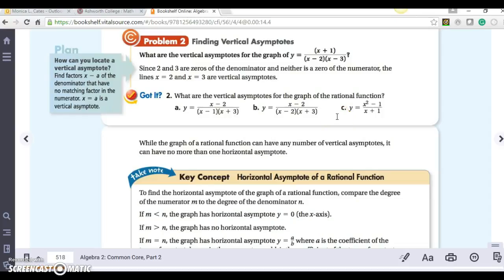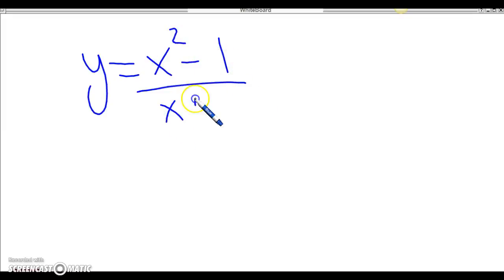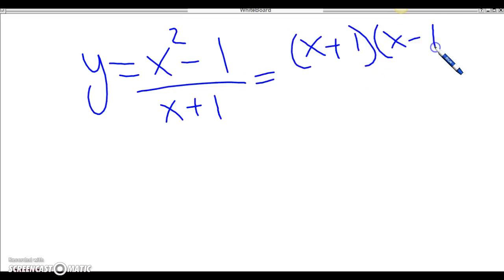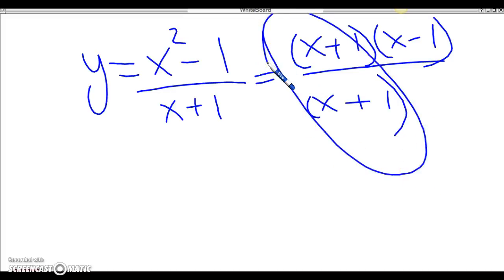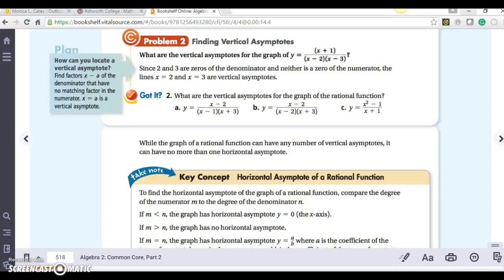So we have x squared minus 1 over x plus 1. We need to factor this. That's important, because that's going to help us determine if we have any removable discontinuities. And we do. So since we have that removable discontinuity and it's my only denominator, that means that this does not have any asymptotes. I hope this helps.